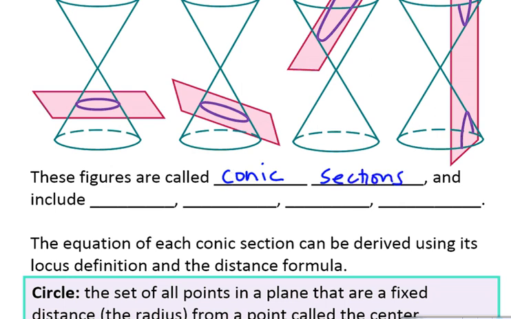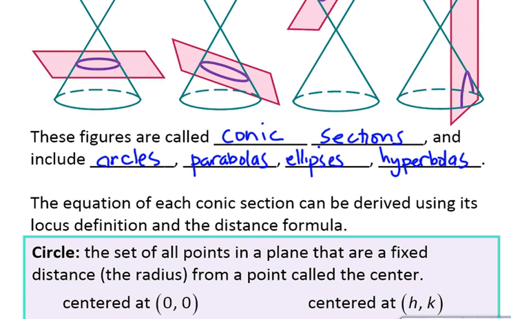And that includes circles, parabolas, ellipses, and hyperbolas. And they have a lot of the same attributes. So we'll just start looking at it today with the circle.